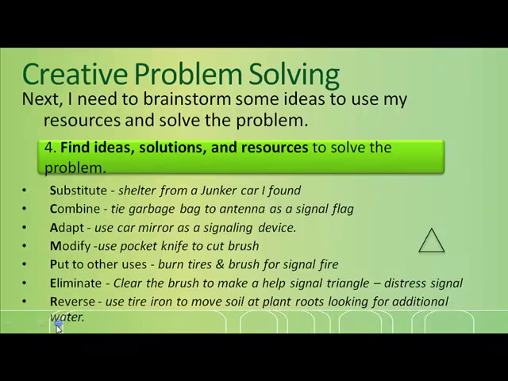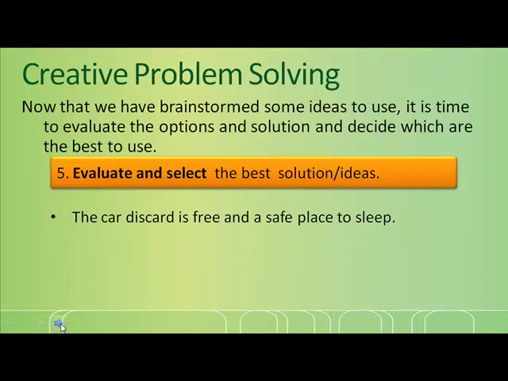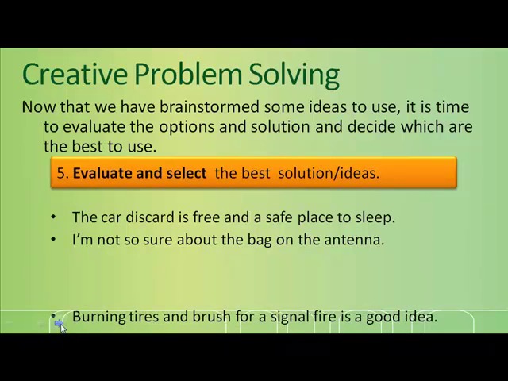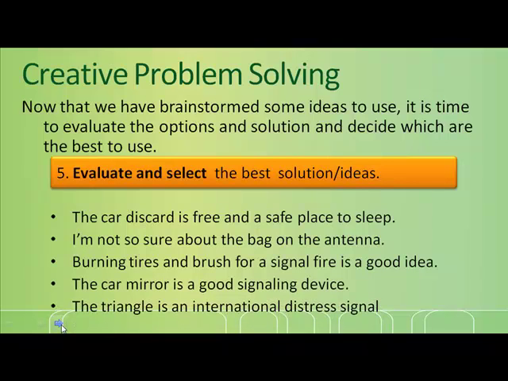Now that we've brainstormed, it's time to evaluate the options and come up with the best solution. The car is free and a safe place to sleep. I'm not so sure about putting the plastic bag on the antenna. Burning tires and brush for a signal fire is a good idea. The car mirror is a good signaling device, and the triangle is an international distress signal.